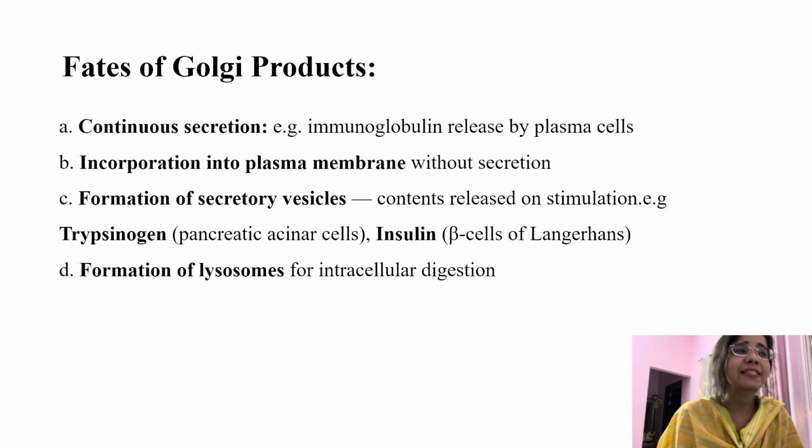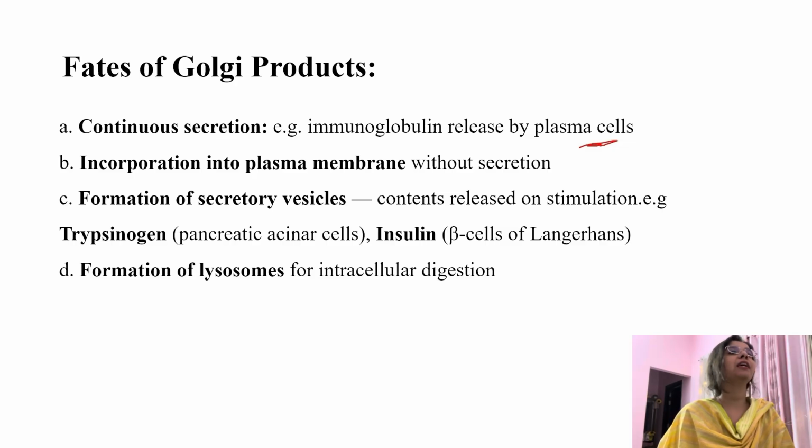So what are the fates of the Golgi products? First is continuous secretion. Whatever proteins are synthesized from the endoplasmic reticulum go into the Golgi apparatus, and then through the cis phase, medial phase and trans phase, they are eventually secreted out of the cell, right? For example, immunoglobulin released by the plasma cells.